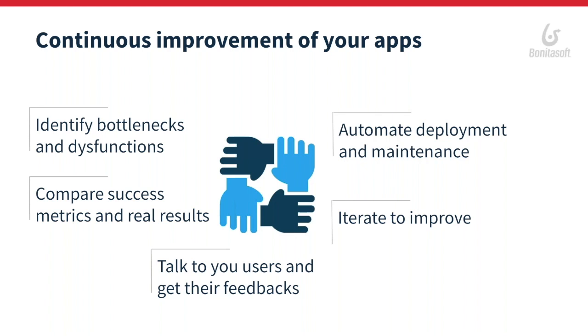So if I conclude, we are in a continuous improvement of your application, but also of your platform. So you have to identify bottlenecks and dysfunctions. You have to compare success metrics and real results to make sure that you are still aligned. Talk to your users. Tools are not going to do everything. As Kai said, human is the core of your processes and your optimization. So get their feedback. Iterate to improve. It's better to do step by step than trying to do everything in a row and fail. And then automate a maximum, because then you will be faster, more efficient, and you will avoid human errors.